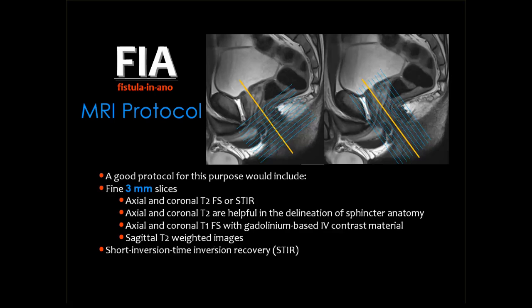Then we should have axial and coronal T2 with fat saturation. Then we should have axial and coronal T1 with fat saturation after injection of contrast material.